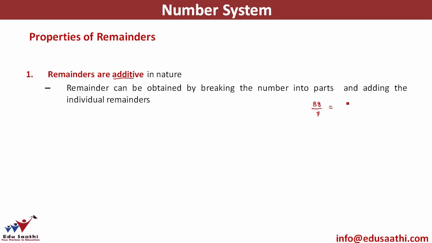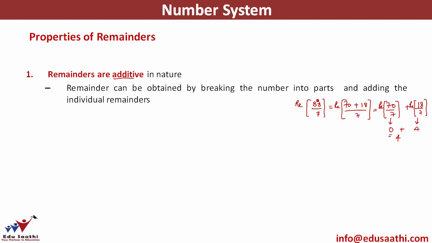So what I can do is break it like (70 plus 18) divided by 7. Now I am finding the remainder. The numerator 88 has been broken down into 70 plus 18. Why 70? Because 70 when divided by 7 gives a remainder of 0, because 7 into 10 is 70, plus the remainder that 18 gives with 7. 18 when divided by 7 gives a remainder of 4. So the total remainder would be the sum of individual remainders, which will be 4.